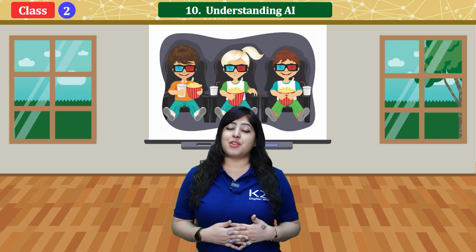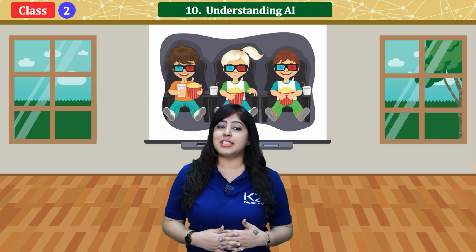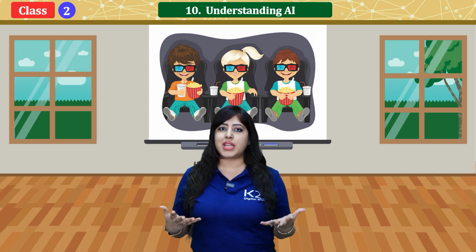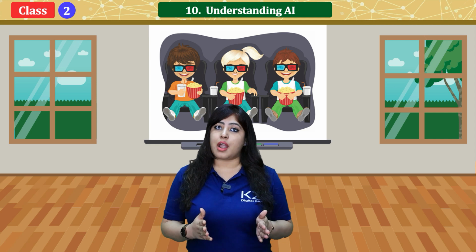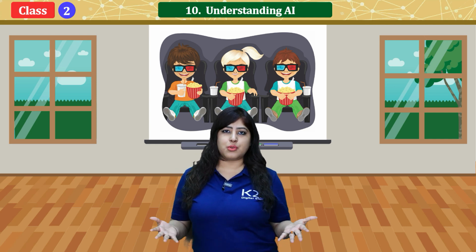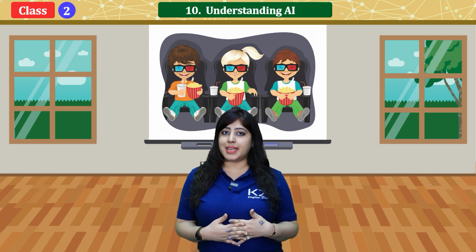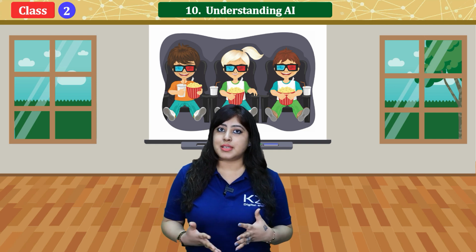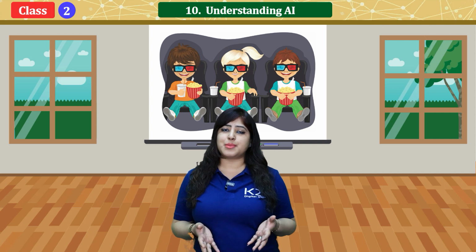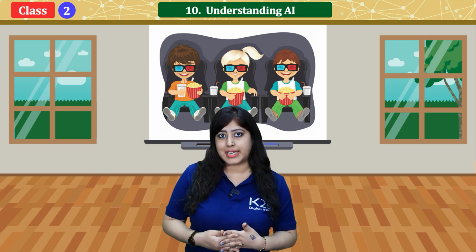So today we'll start with the last chapter of our book, that is understanding AI. What is AI? AI means artificial intelligence. We all know computer is a smart machine. What if it thinks like human brain? So it will become smarter, more intelligent. So all this process is actually artificial intelligence.